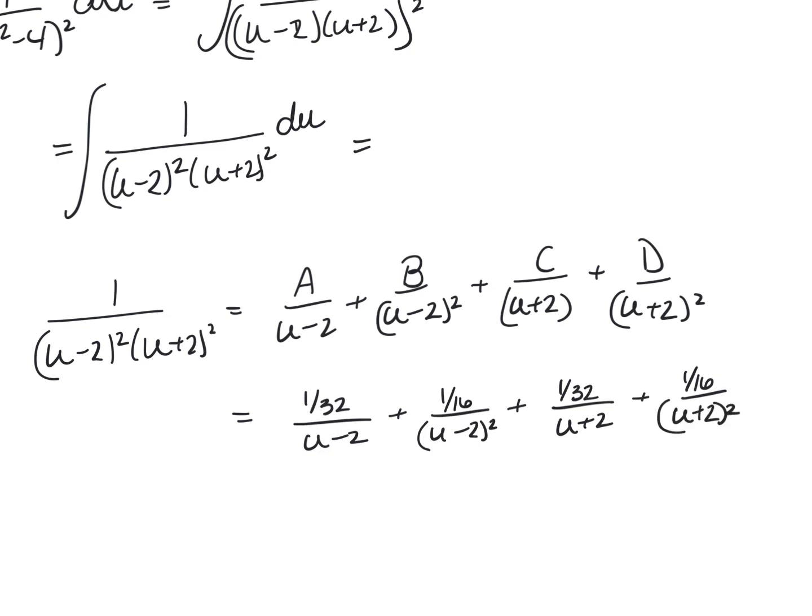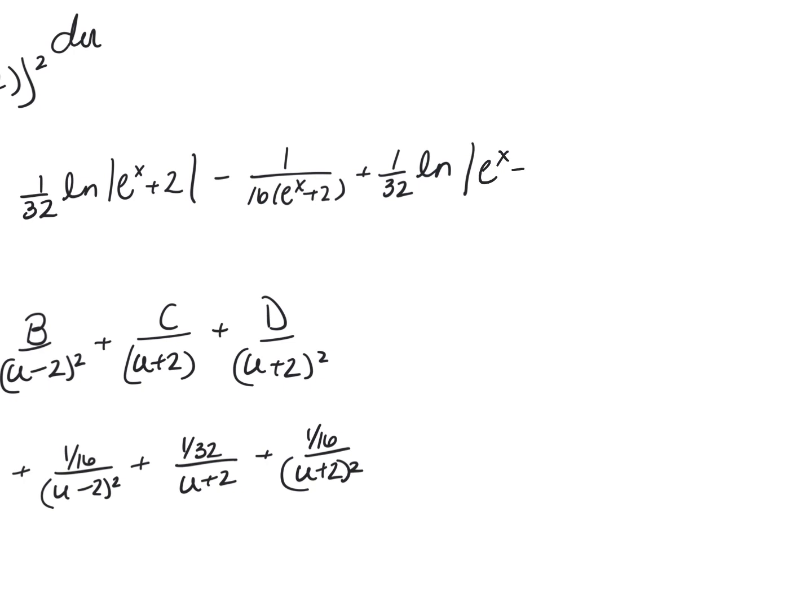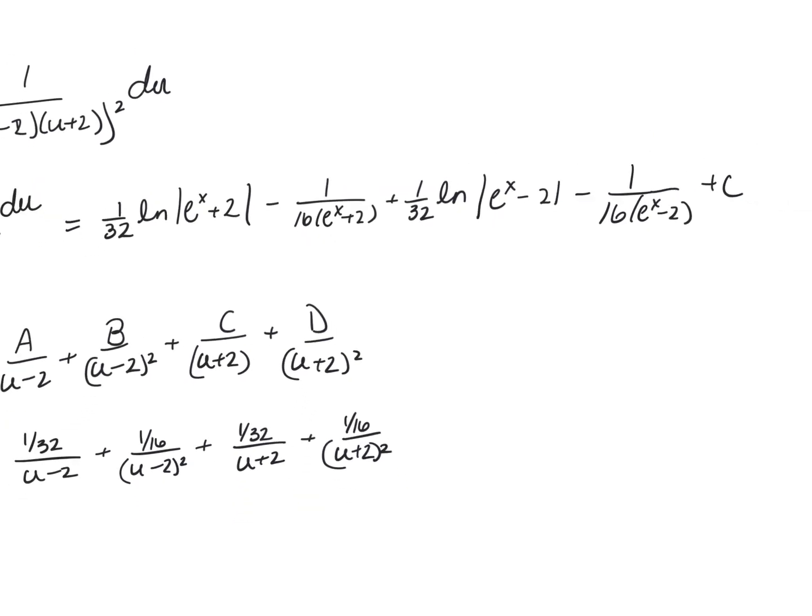Now, when I get done with this integration, I'm going to end up with 1 over 32, the natural log of the absolute value of e to the x plus 2, minus 1 over 16 e to the x plus 2, plus 1 over 32, the natural log of the absolute value of e to the x minus 2, minus 1 over 16 e to the x minus 2 plus c. And that is my final answer.